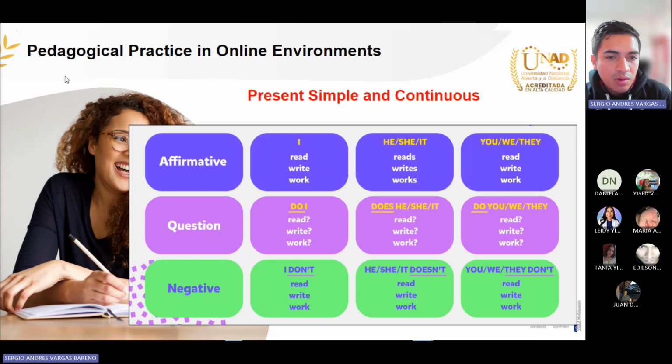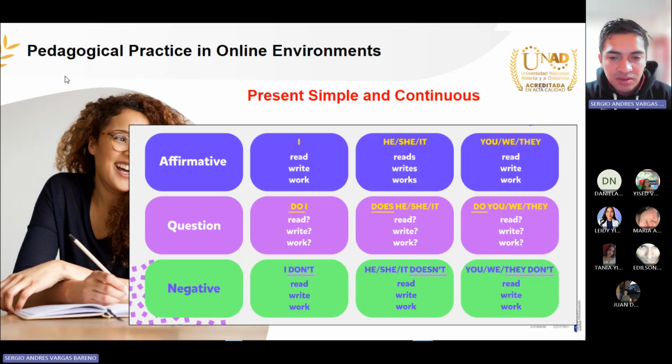Right? In questions, to start the question, you need to use do for the pronoun, but when the pronoun is he, she, or it, we use does. Okay? Do I read? Does he read? In this case, we don't need the s for the verb. It's only for affirmative sentences.